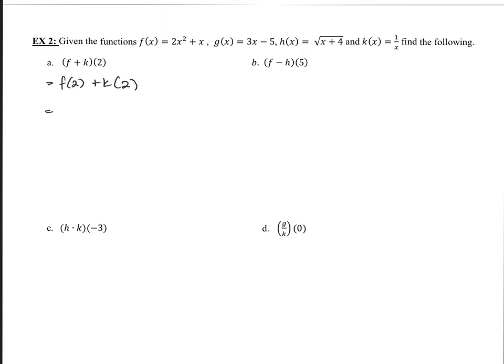So f of 2, what does that mean? Well, wherever I see an x in f, I'm going to replace that with 2. So this will be 2 times 2 squared plus 2. That was my f value. Then I'm adding to it my k value. And k was 1 over x. So 1 over, and we're replacing the x in k with a 2.